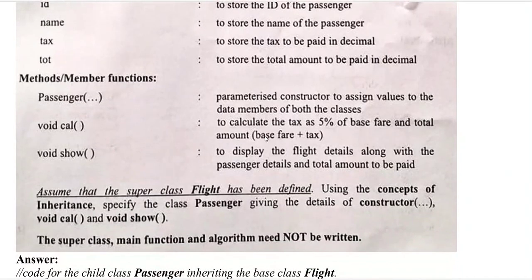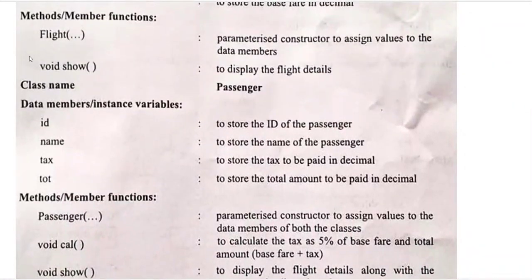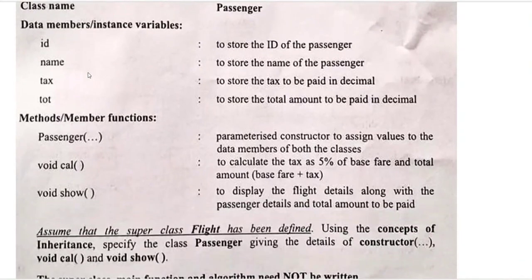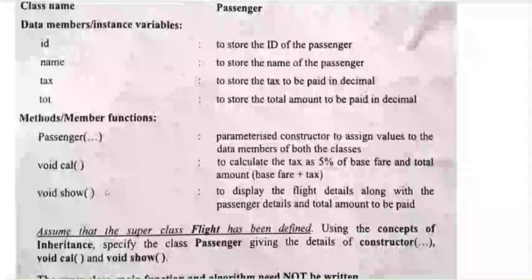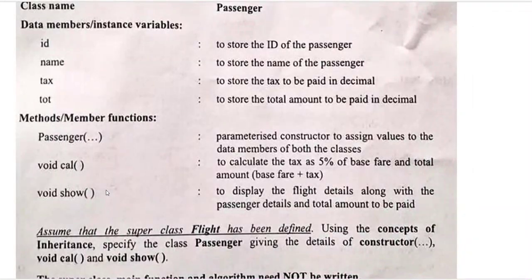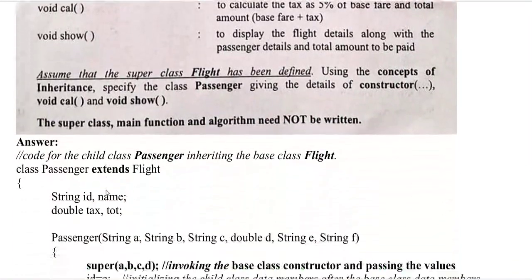Then the void cal function and void show function. Here again, you can see base class also has a same name function, void show, and child class also has the same name. How to resolve this one? I'll show this.